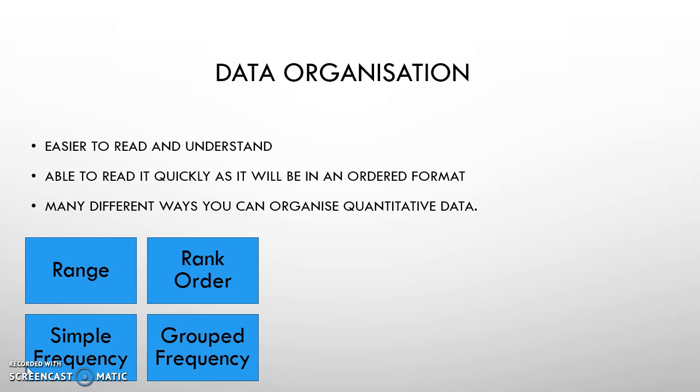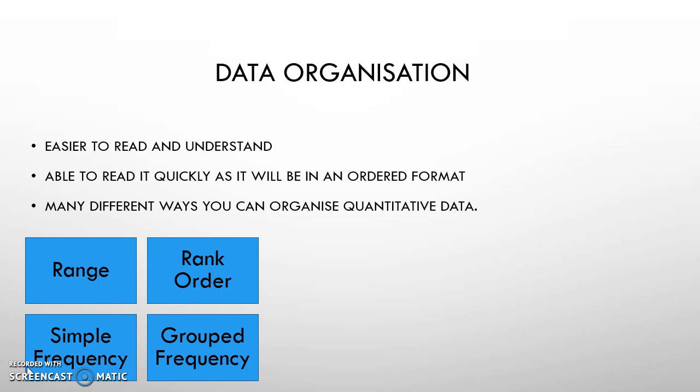There are many different ways you can organize quantitative data, such as range, rank order, simple frequency, and group frequency. So for range, you get the highest result, say from a vertical jump test again, being 50 centimeters, and then the lowest, say 30 centimeters. To get the range, you take the highest number, 50, and minus the lowest number, 30, so the range would be 20 centimeters.